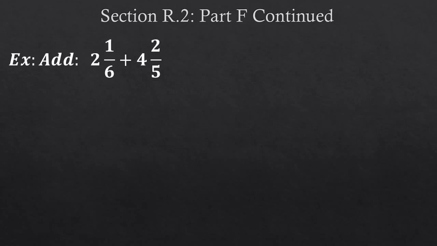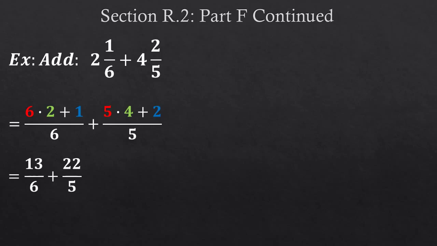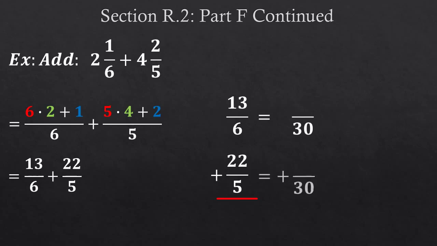Add 2 and 1 over 6 to 4 and 2/5. So we'll turn the mixed numbers into improper fractions. So we'll take 6 times 2 plus 1, and we'll take 5 times 4 plus 2. So our new improper fractions are 13 over 6 and 22 over 5. The least common denominator for 6 and 5 is going to be 30. So we will set the old fractions equal to something over 30.